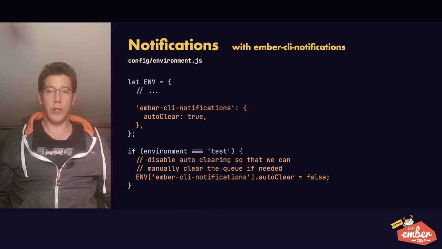By default, these notifications stay on the screen until the user explicitly closes them. But for most cases, we want to hide them after a few seconds. And we can use the auto-clear option of Ember CLI Notifications for that. But if you use that, make sure to disable this behavior for testing. If you don't, the tests will wait until the notifications are hidden, which leads to very slow tests again.